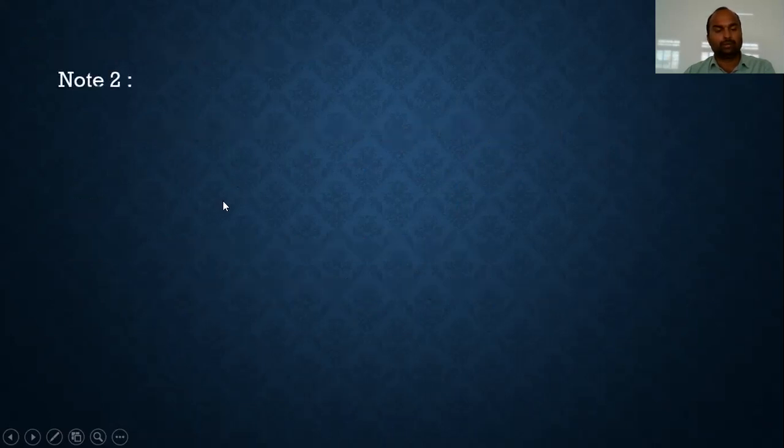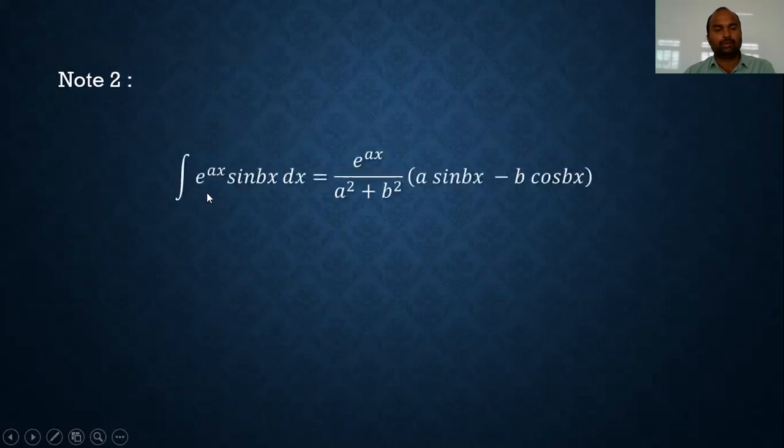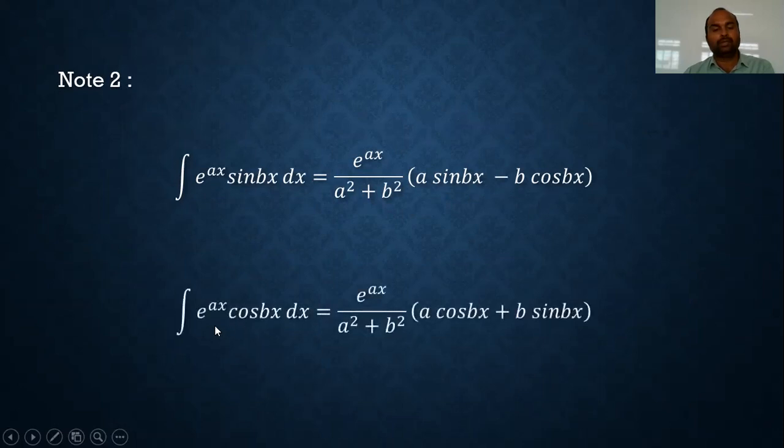Now we will use two more formulas also, that is, the integral of e power ax into sin bx dx. Its integration will be e power ax by a square plus b square into a sin bx minus b cos bx. Similarly, the integral of e power ax into cos bx dx will be e power ax by a square plus b square into a cos bx plus b sin bx. These are the two formulas. Integration by parts and these two formulas are extensively used to find the Fourier constants.